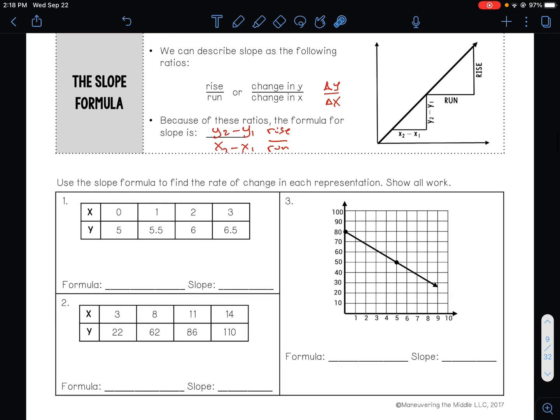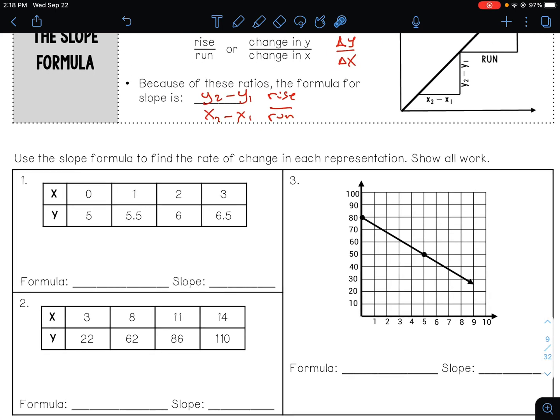So let's go ahead and try some problems. That seems a little confusing. Don't worry, it's not that bad. Use the slope formula to find the rate of change in each representation. Remember, rate of change and slope mean the same thing. So remember, rate of change is slope. You may even want to underline that. Use the slope formula to find the slope in each representation. Okay, so the rate of change.